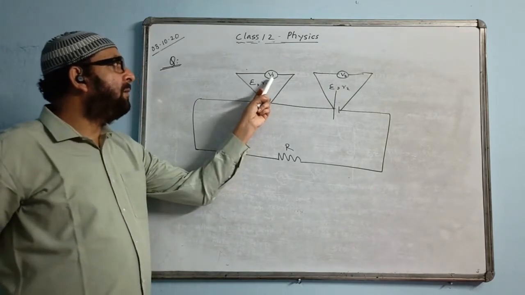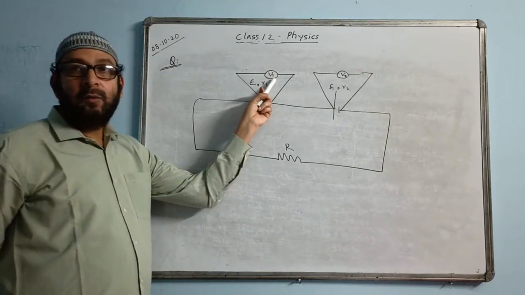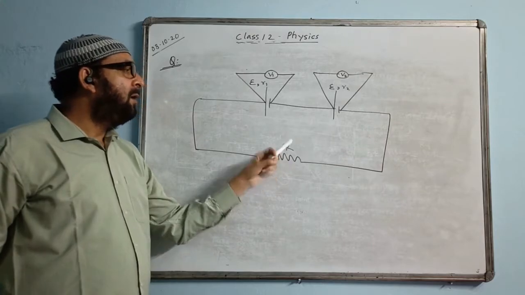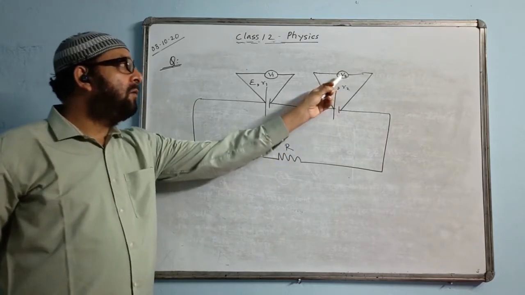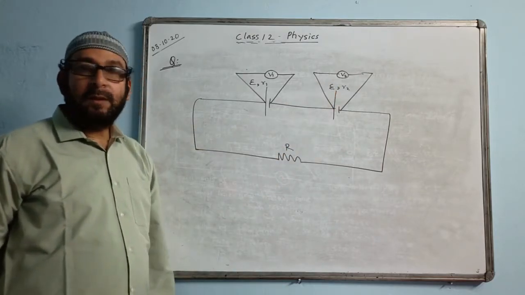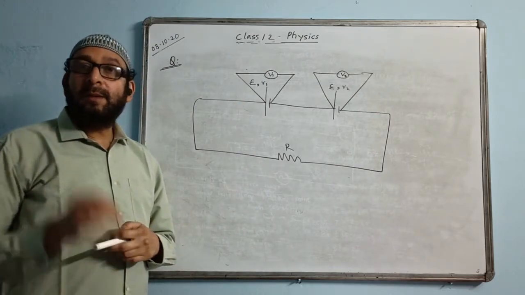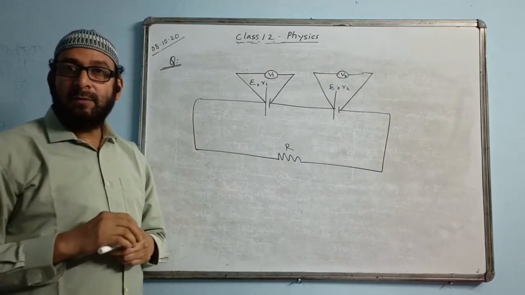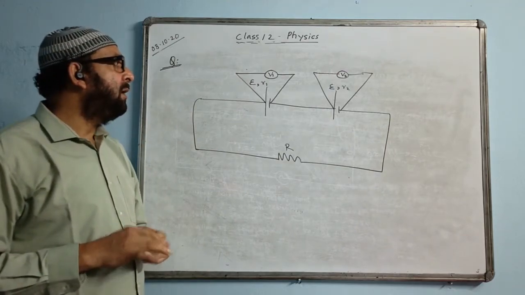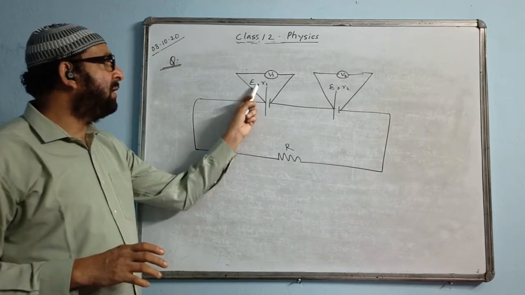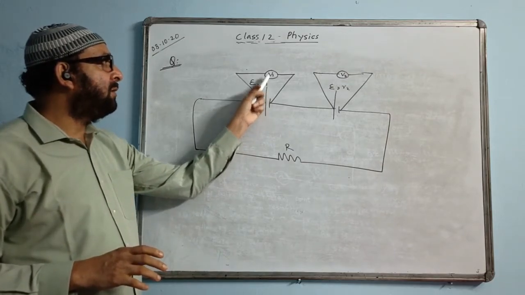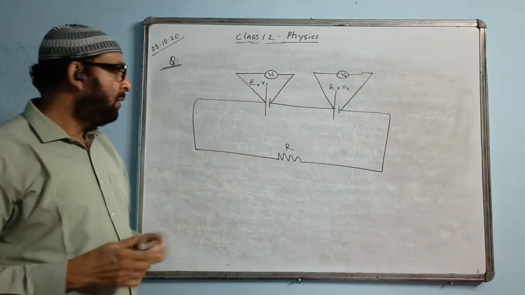The voltmeter V1 reads 0. Then you have to find the value of R, and also you have to find the voltmeter reading V2. What does the voltmeter read? Voltmeter reads terminal voltage. Then the terminal voltage across this cell, that is, the first cell with R1, is 0.